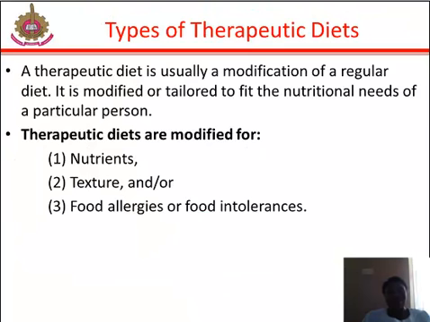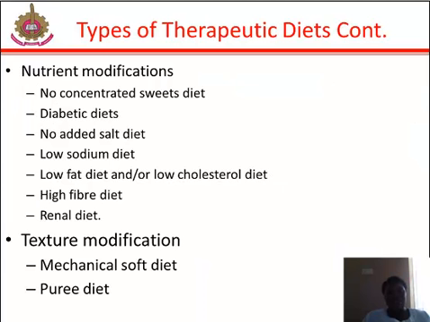What are the types of therapeutic diet? A therapeutic diet is usually a modification of a regular diet. It is modified or tailored to fit the nutritional needs of a particular person. Therapeutic diets are modified for nutrients, texture, or food allergies and food intolerance.